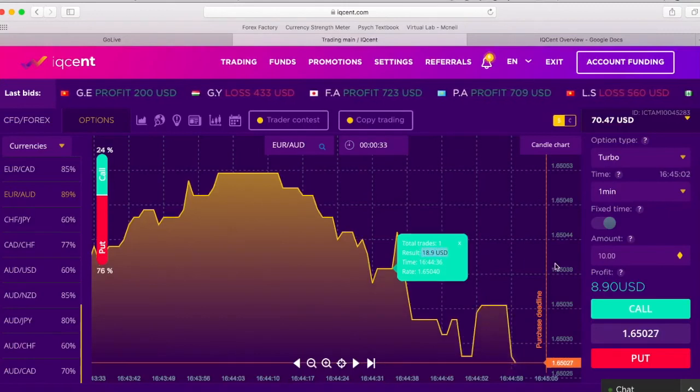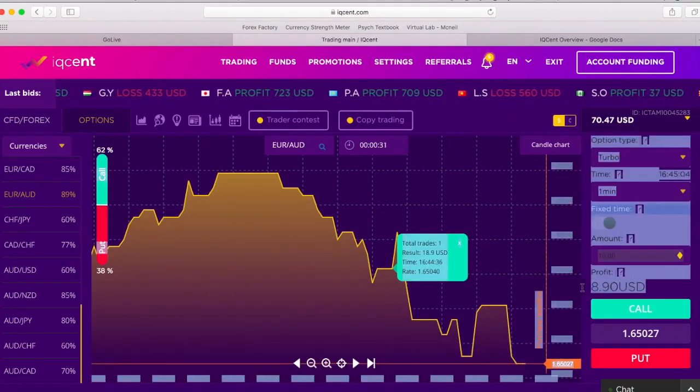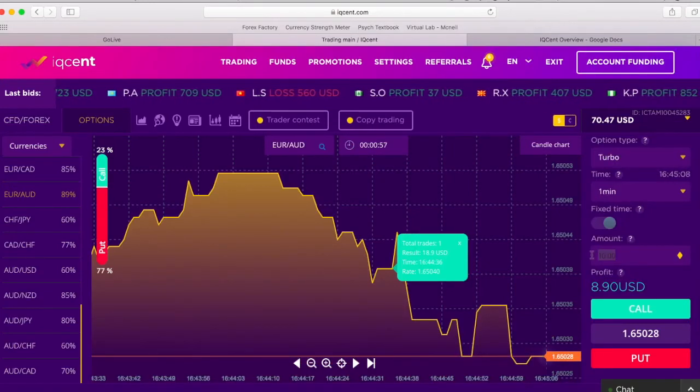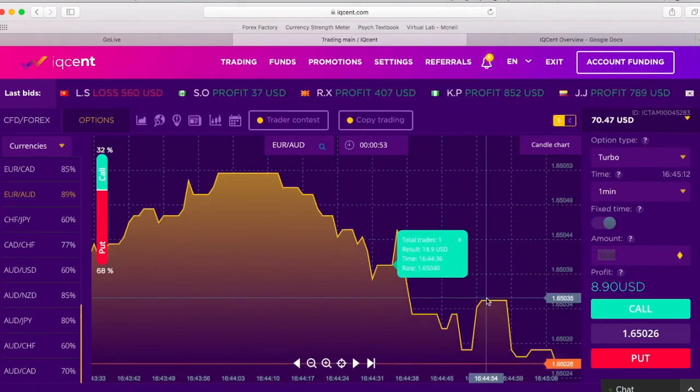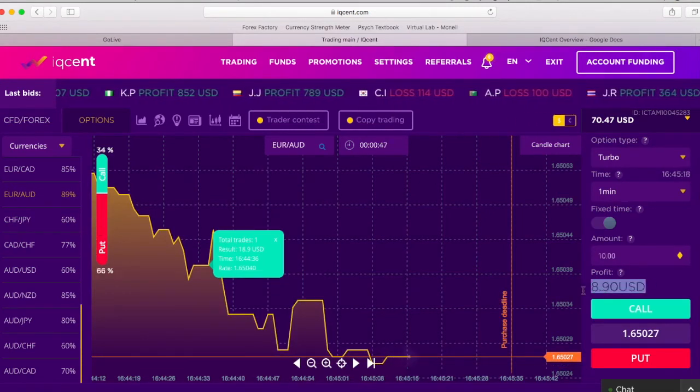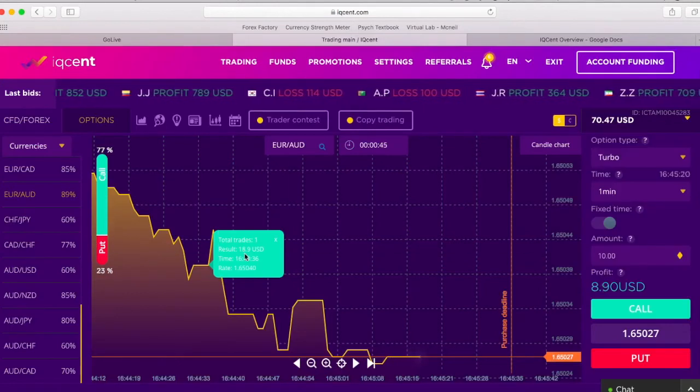Why did I get 18 and not 8.90? Because every time you place a trade, it actually takes the amount you risk right away. When I placed that trade, it took the $10 right away. And then when I won the trade, it gave me the $10 back plus my profit. So that's why it says $18.90.